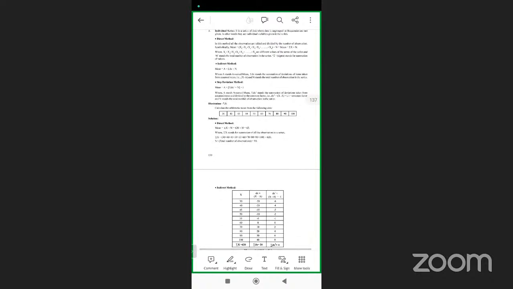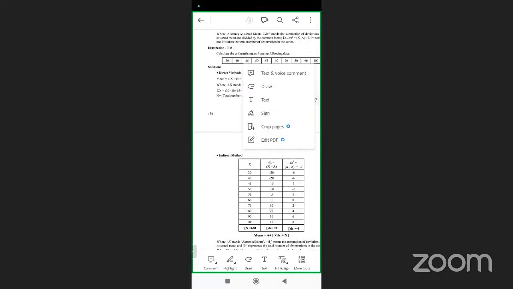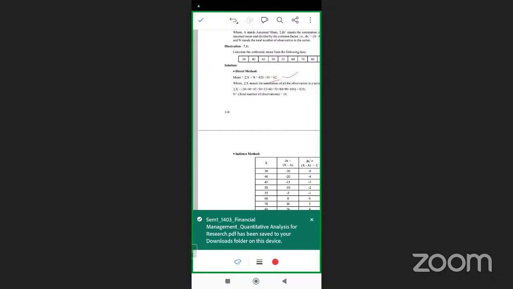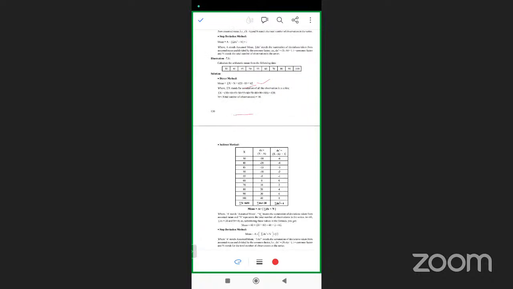Yes, here see this. This is illustration 7.1. We know the direct method. You sum these numbers, 30 plus 40 plus 45 plus 59 and so on, divided by how many numbers there are: 1, 2, 3, 4, 5, 6, like 10 numbers, divided by 10. 620 divided by 10. Directly you are getting this, right? Now by getting this 620 divided by 10, you will get 60. That is it. Now coming to the indirect method.